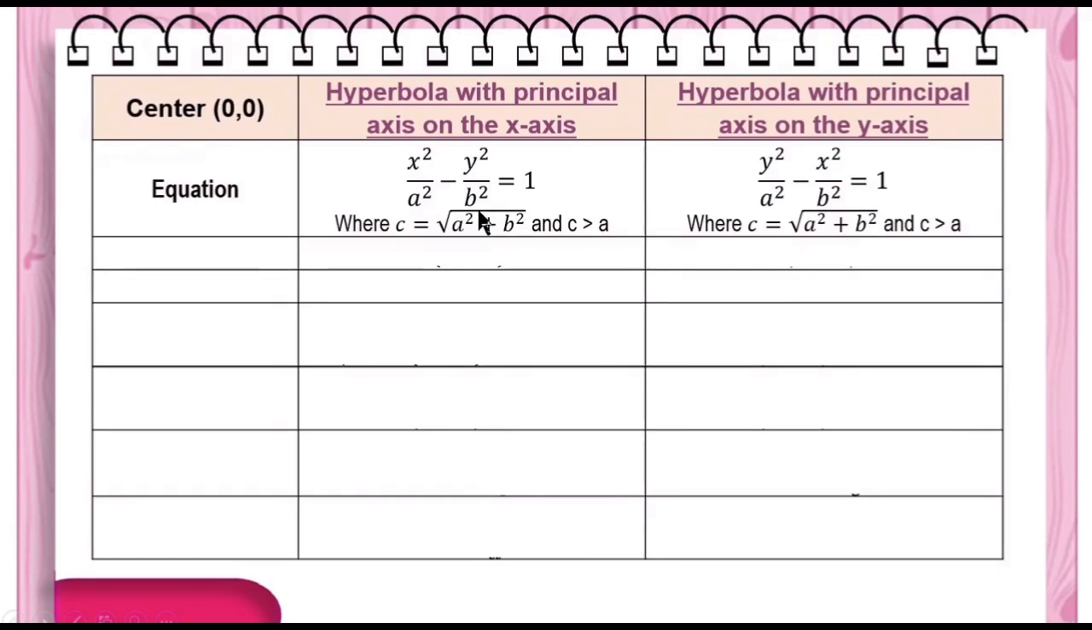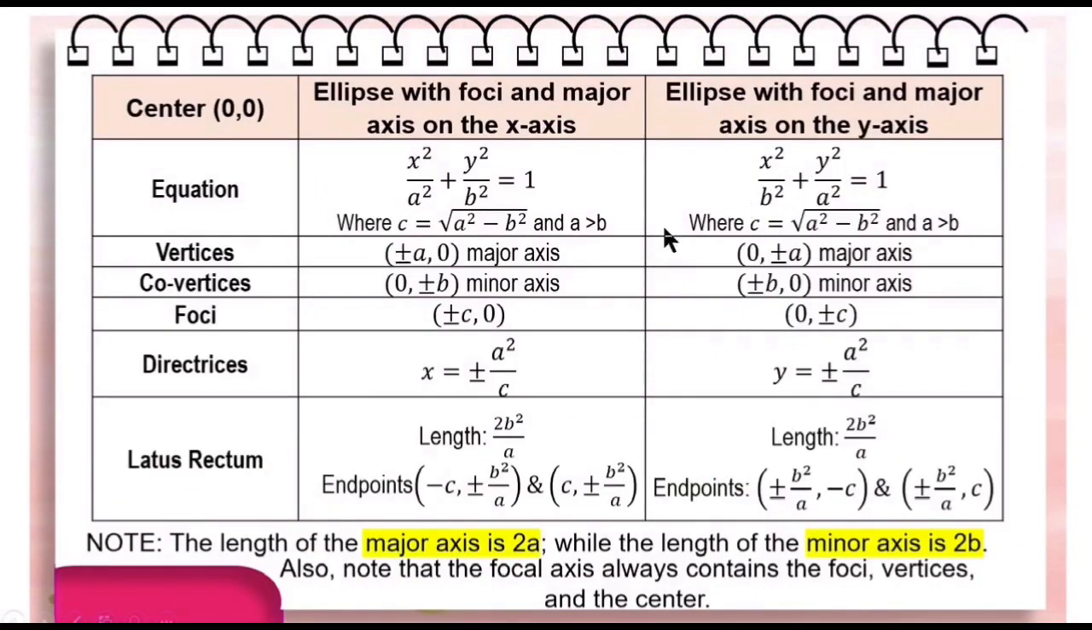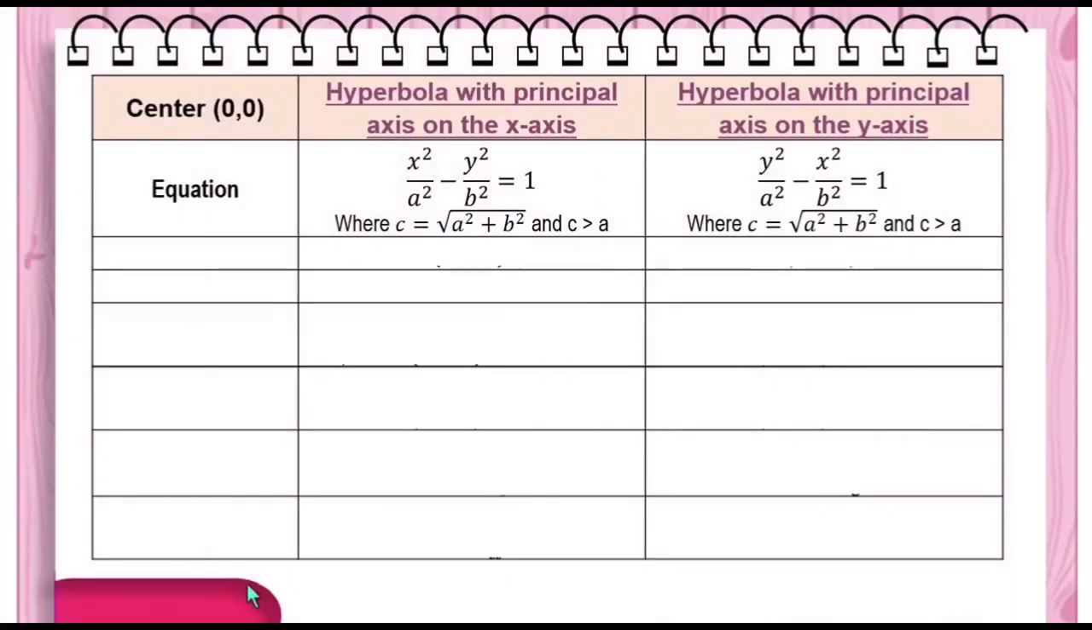Take note also that the operation is subtraction pag hyperbola at addition naman pag ellipse. Okay? The vertices are plus and minus A, 0 if the principal axis is the x-axis, and 0, plus and minus A if the principal axis is the y-axis. The foci are plus and minus C, 0 if it's on the x-axis, while 0, plus and minus C if the focal axis is the y-axis.